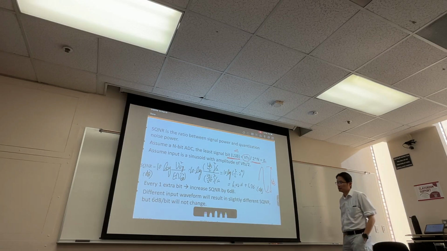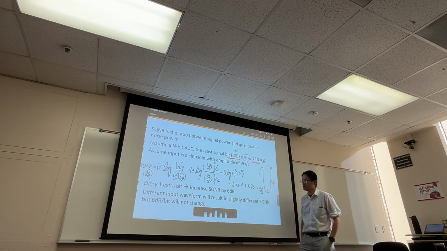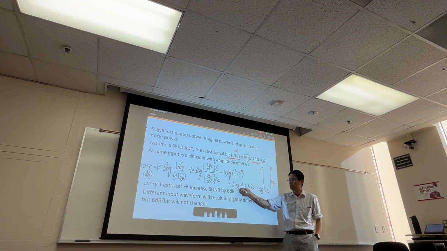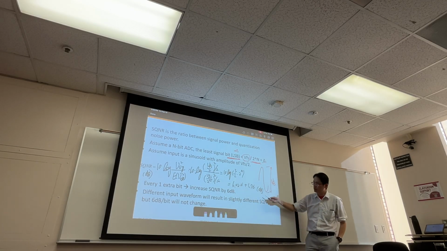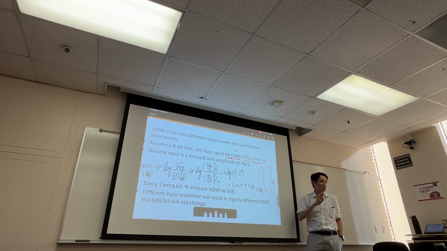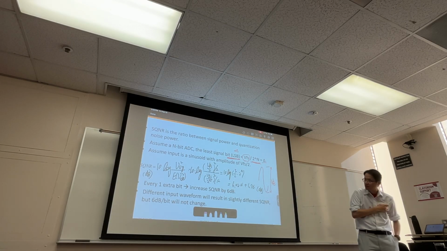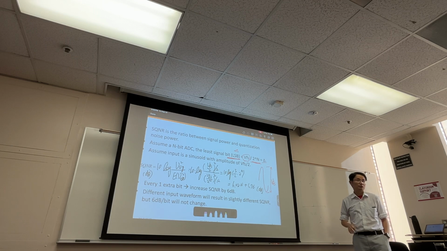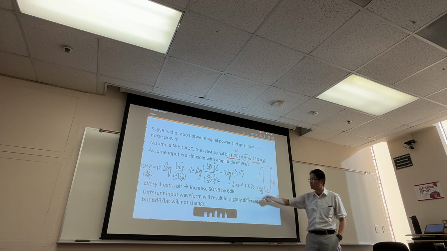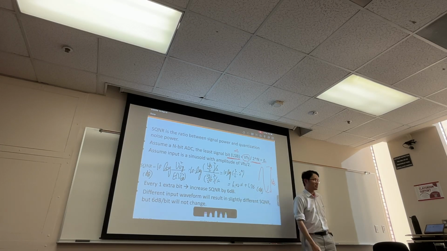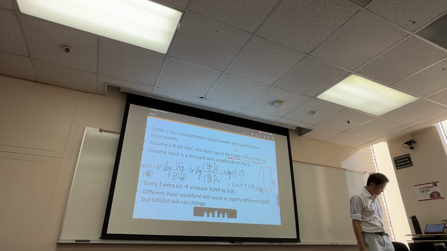Your SQNR, given an n-bit ADC, will be about 6n plus 1.76, and if you think that is beyond your memory bandwidth, you can just remember it as 6n plus 2. Sometimes people also do that, right? If you don't want to waste too much of your memory bandwidth, just 6n plus 2. That's also okay. If your memory is okay, 6.02n plus 1.76. They are close.